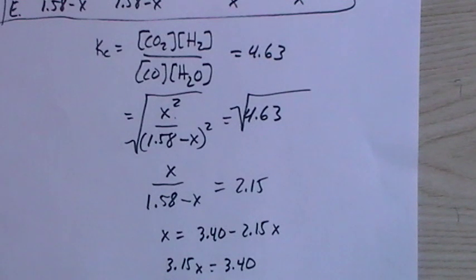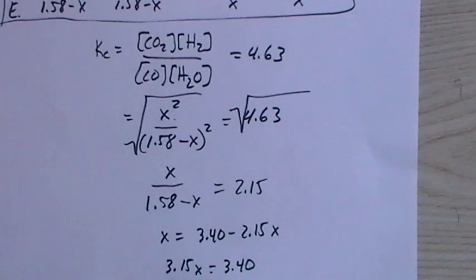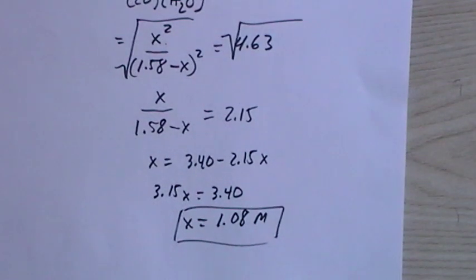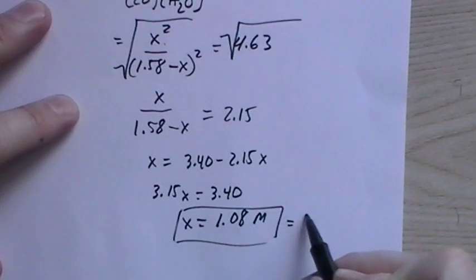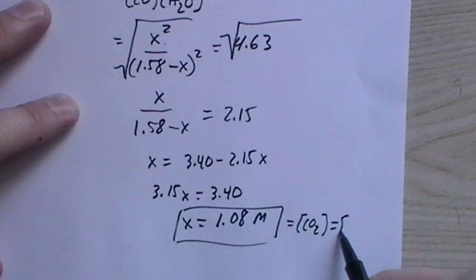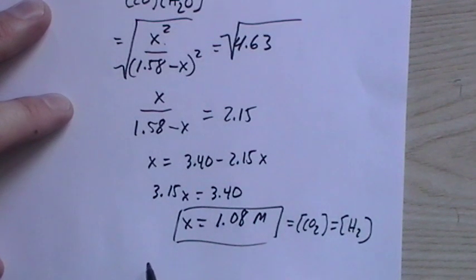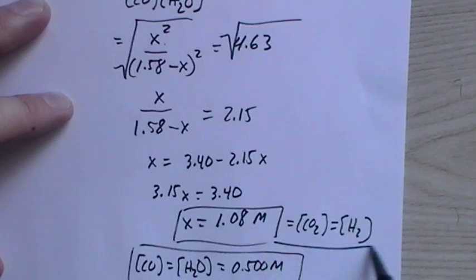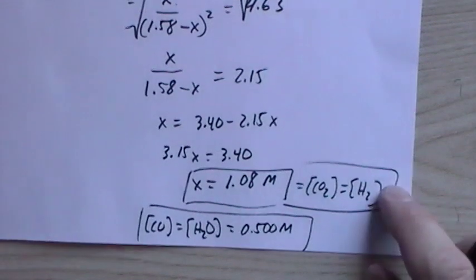3.4 divided by 3.15. And this comes up to be 1.08 molar. Let me get back on here. So we solve for that, and then that is going to be the concentration of the CO2 and the H2, and then the concentration of the CO and the concentration of H2O will be 1.58 minus 1.08, so this is 0.5 molar. So now we know the concentrations of everything, but they want to know the moles.